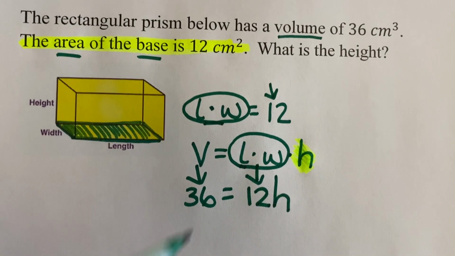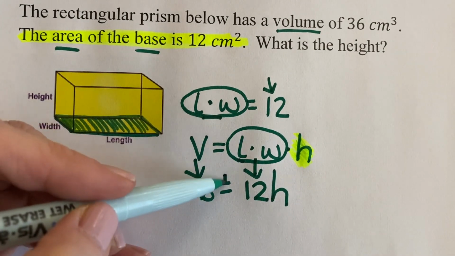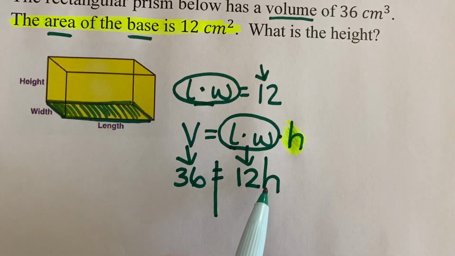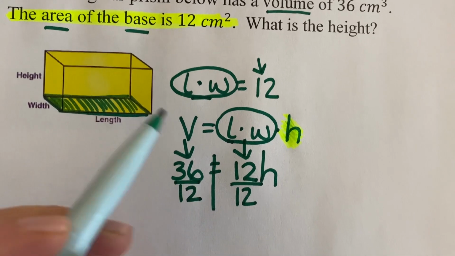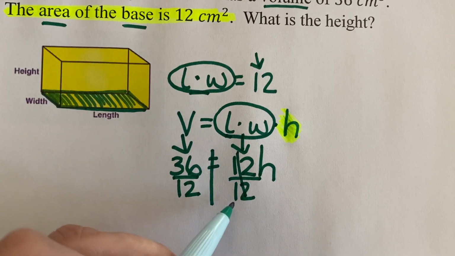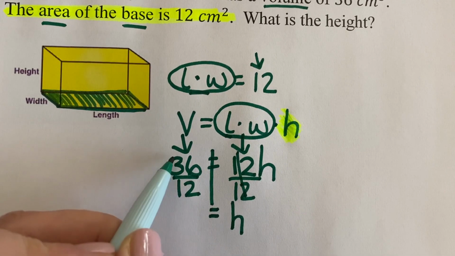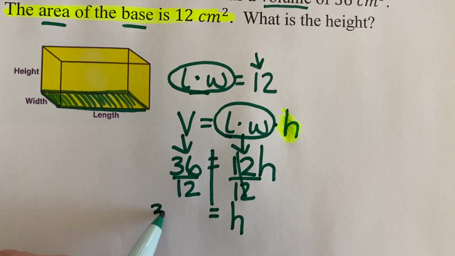And now we can solve this algebraically by dividing both sides by 12. These will cancel to 1, and the height of our prism, 36 divided by 12, is 3. And I'll say, since this is centimeters, I'll say the height is 3 centimeters.